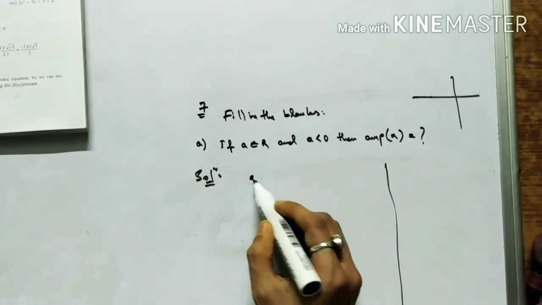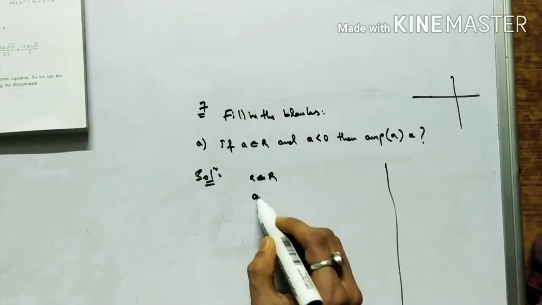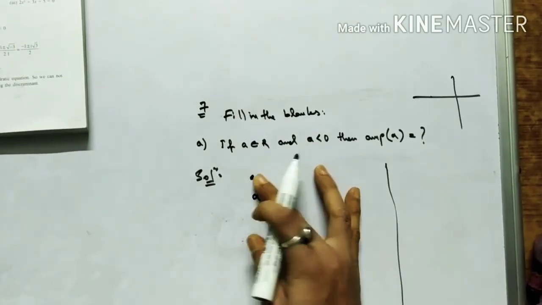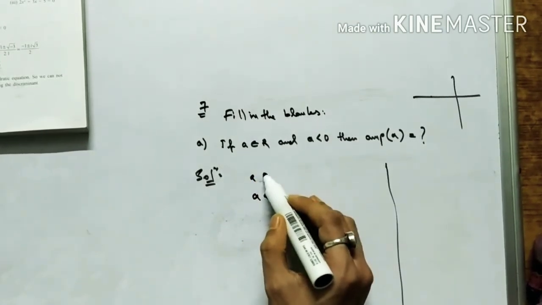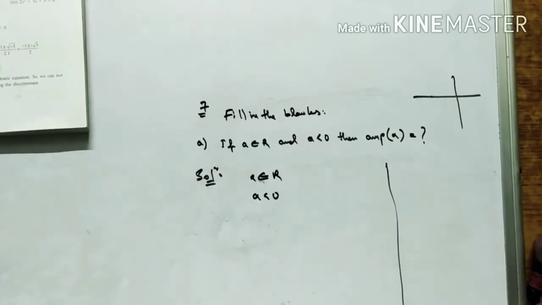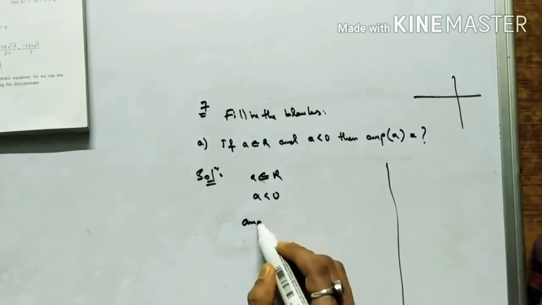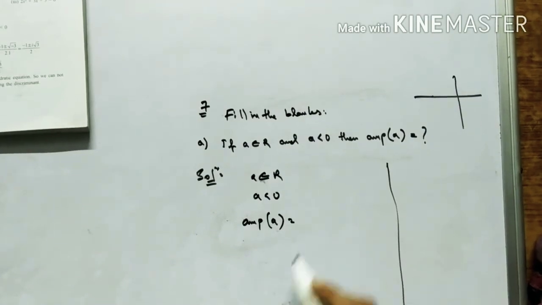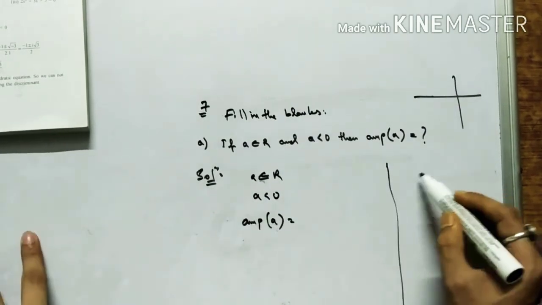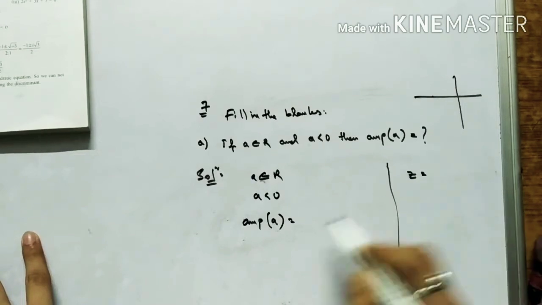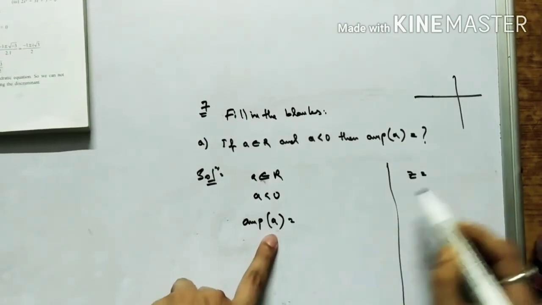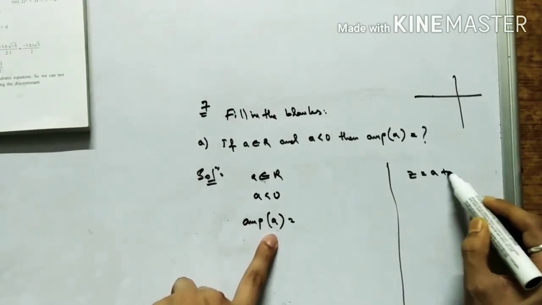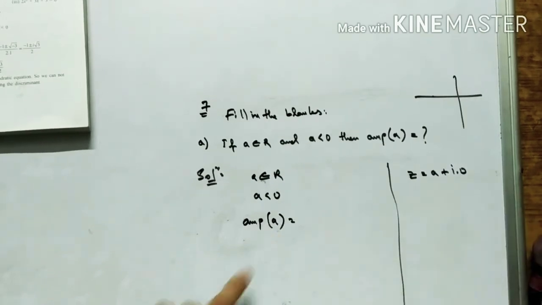Okay, A belongs to R and A is less than 0. I have to find the amplitude of A. So here, Z is equal to A. I can write this as A plus i dot 0. The complex number is A plus i dot 0.